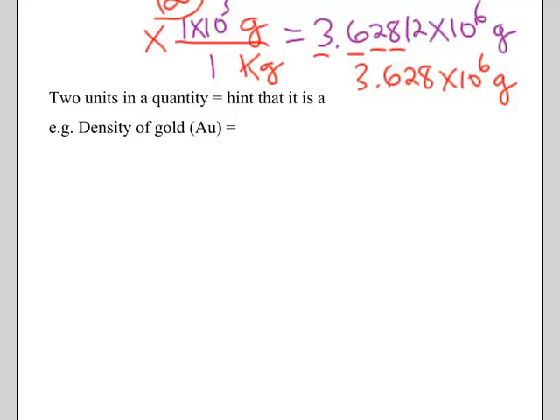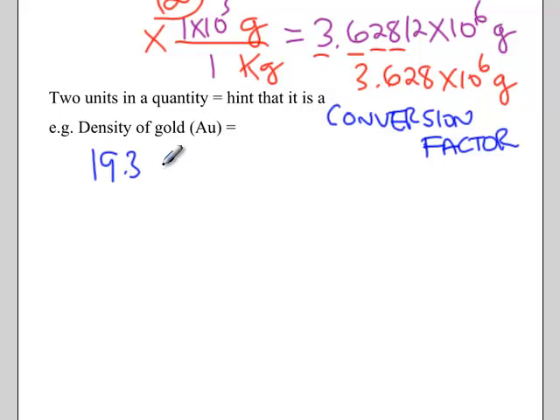When you're working a problem, you'll often see two units in one quantity. And whenever you see that, that's a hint that you're looking at a conversion factor. For example, the density of gold on the periodic table, capital A, lowercase u, is 19.3 grams per cubic centimeter.